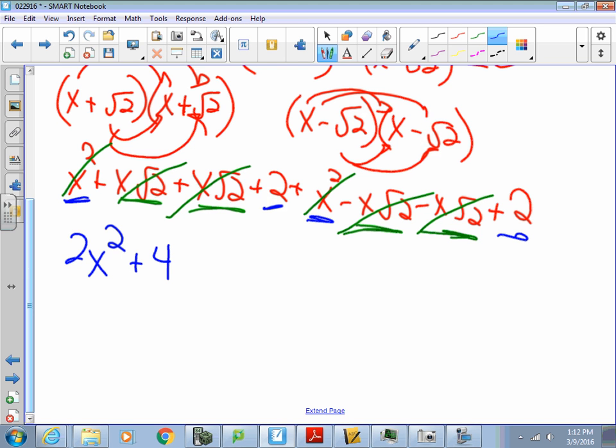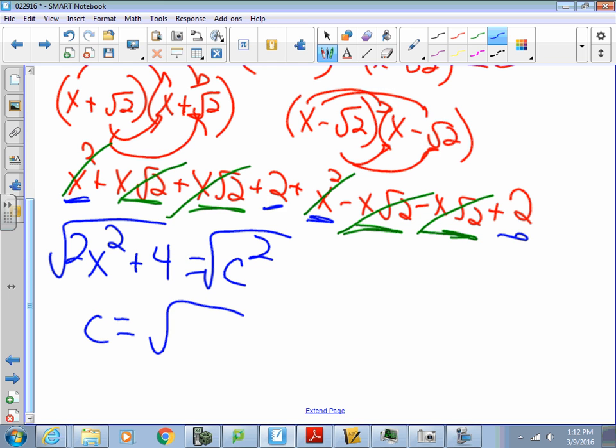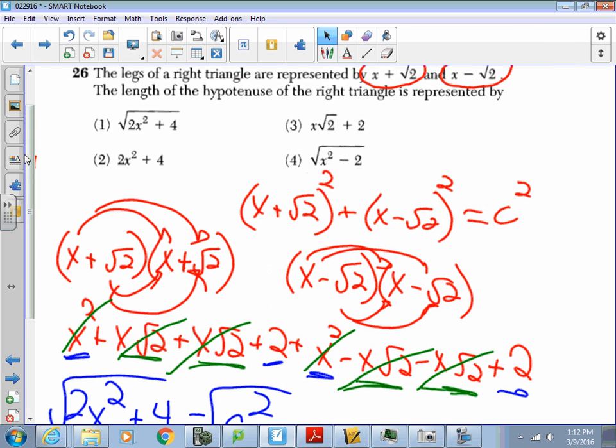So all of that is equal to c squared. Now remember, to find c, you'd want to take the square root. So the square root of c squared is c, so c is equal to the square root of 2x squared plus 4. And that's the answer. Hopefully it's up there. It is. And that is our answer, number 1.